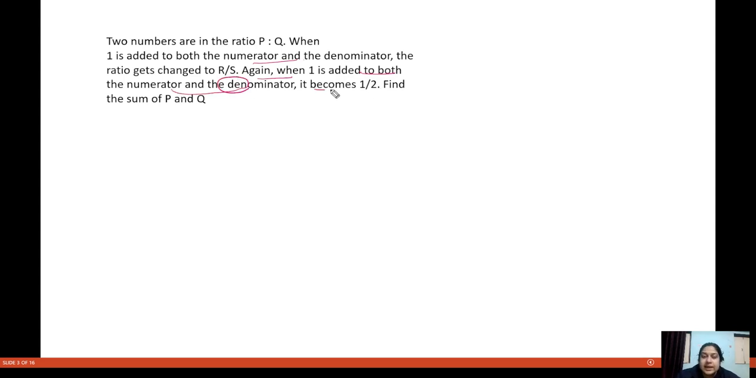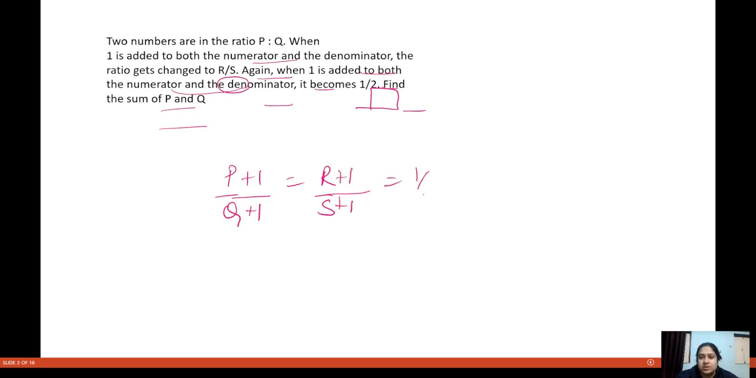So look at what the question is saying. It is saying the two numbers are in the ratio P by Q. When one is added to both numerator and denominator, the ratio gets changed to R by S. Again, when one is added to both numerator and denominator, it becomes 1 by 2. Find the sum of P and Q.